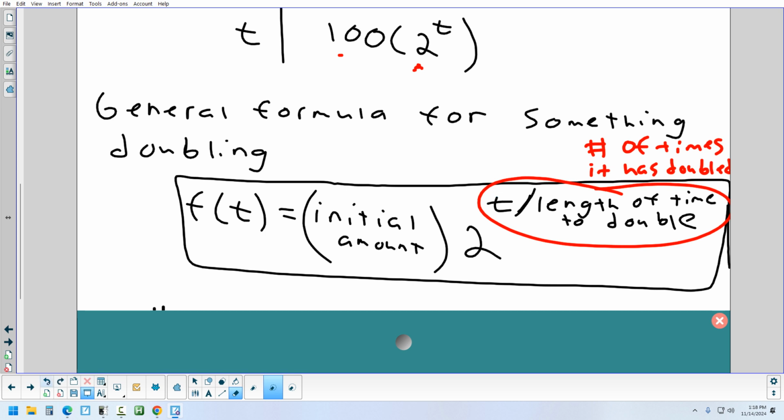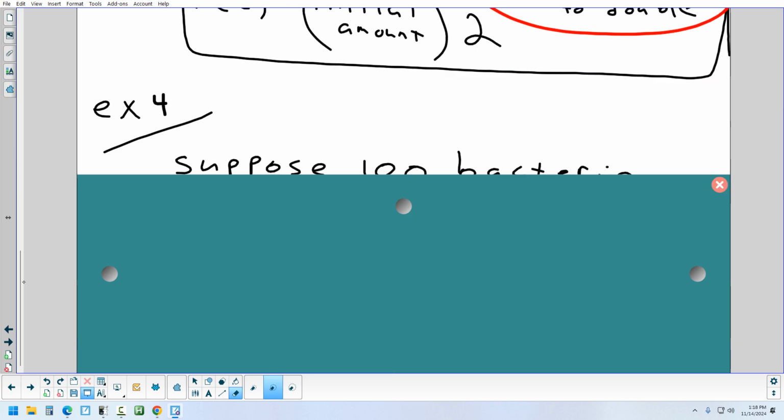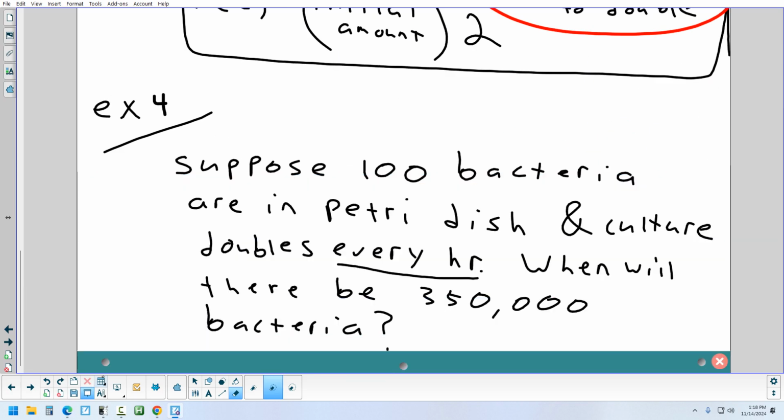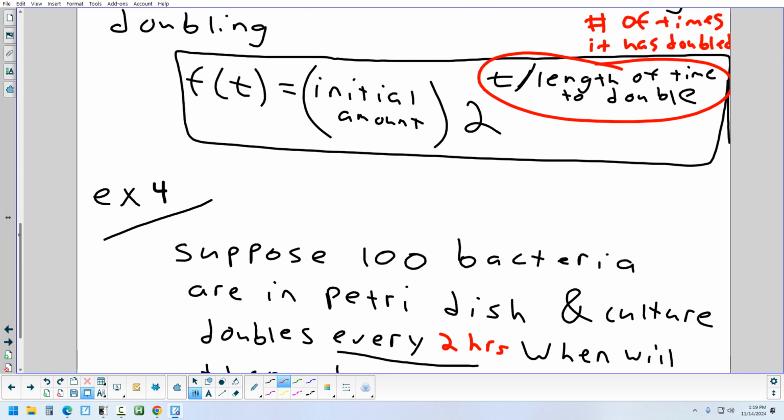All right, so let's try this one. We are going to do an example with 100 bacteria. And it's doubling every, let's just change that. Let's say it doubles every 2 hours. So if it doubles every 2 hours, after 2 hours, it has doubled once. It's only doubled once. So when we write our exponent, we're going to have t divided by 2.